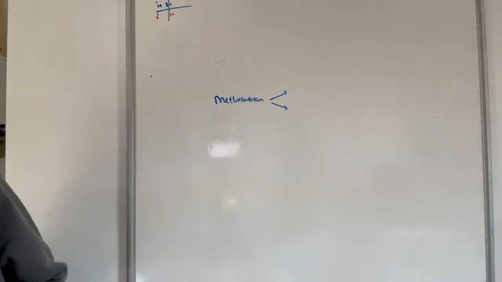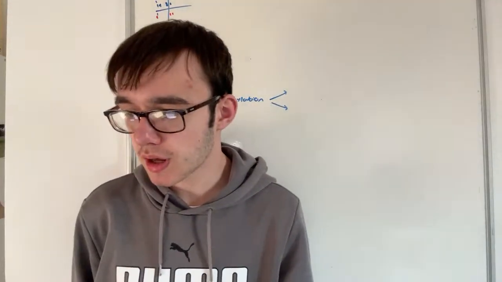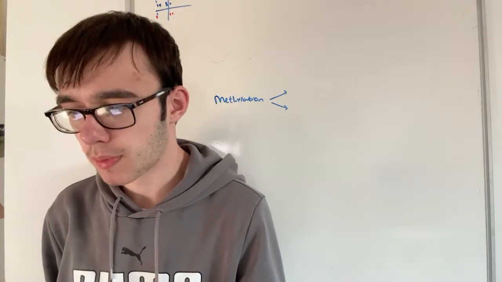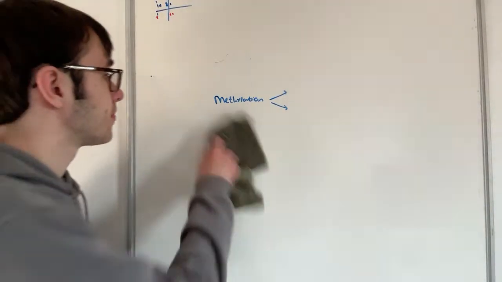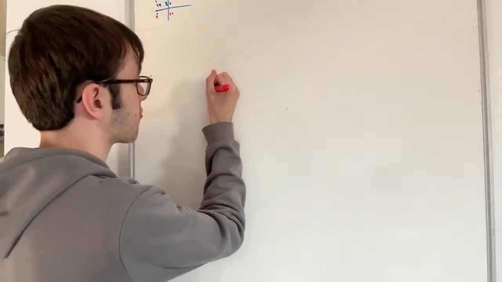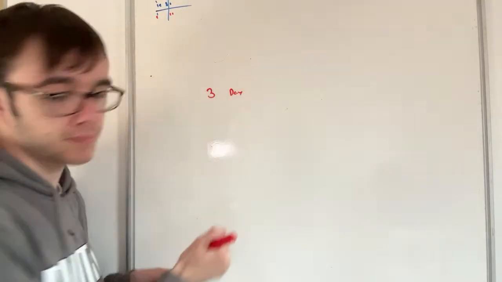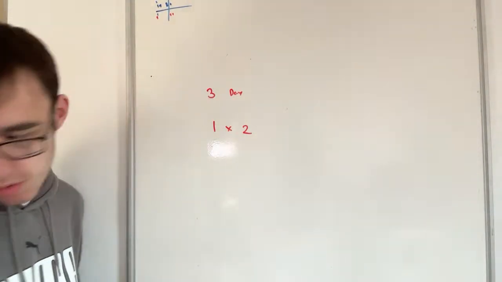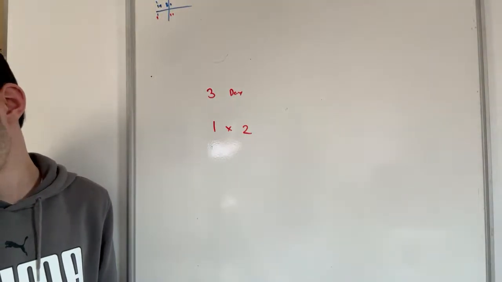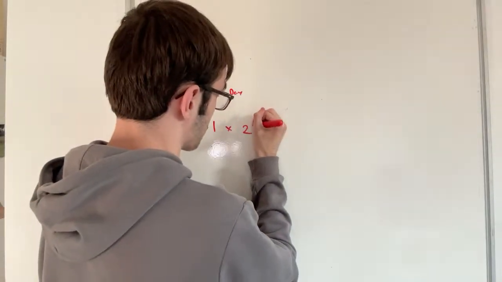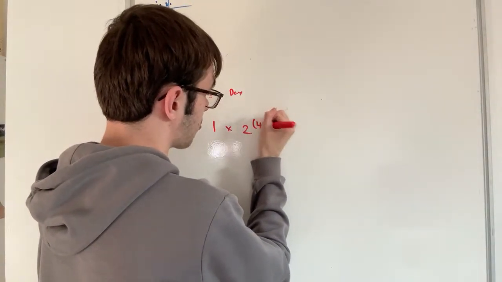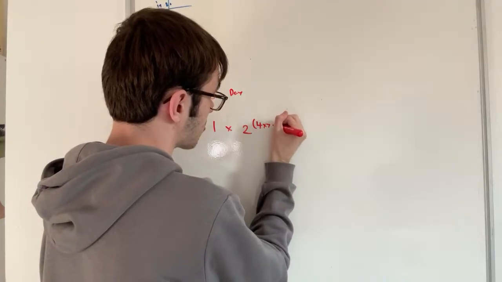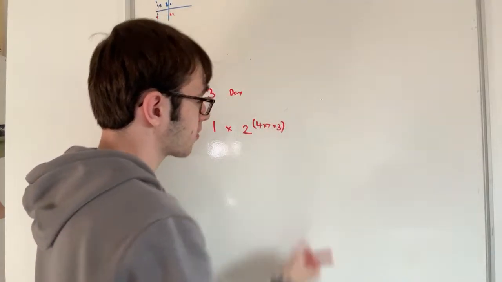Next question. A type of malignant tumor, where's my calculator? Type of malignant tumor divides every 8 hours. So that's 3 divisions a day. Starting with one of these cells, so 1 times 2 to the power of something, how many will be present after 4 weeks? Okay, so this is 1 times 2 to the power of 4 times 7 times 3. Right?